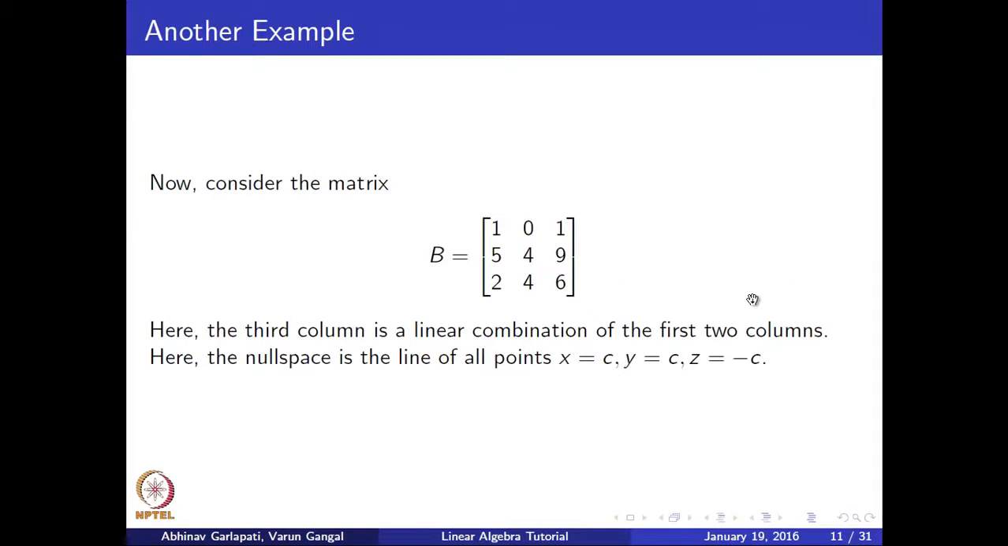Let's consider another example to illustrate null spaces better. Take the matrix B, which is a 3 cross 3 matrix. The null space would consist of 3 cross 1 vectors. We leave the finding of the null space to the audience as an exercise. However, on solving, we get the null space to be the set of all vectors of the form x equals c, y equals c, and z equals minus c, where c is any real number and x, y, z refer to the first, second, and third dimensions respectively.